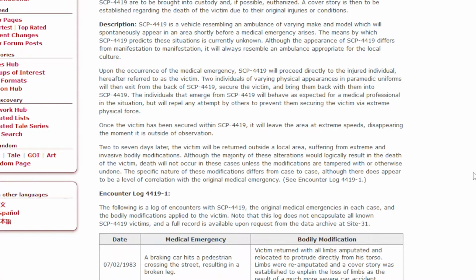Once the victim has been secured within SCP-4419, it will leave the area at extreme speeds, disappearing the moment it is outside of observation. Two to seven days later, the victim will be returned to outside a local area, suffering from extreme and invasive body modifications. Though the majority of these alterations would logically result in death of the victim, the death will not occur in these cases unless the modifications are tampered with or otherwise undone. The specific nature of these modifications differs from case to case, although there does appear to be a level of correlation with the original medical emergency.